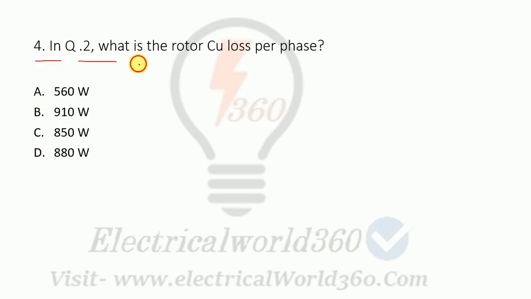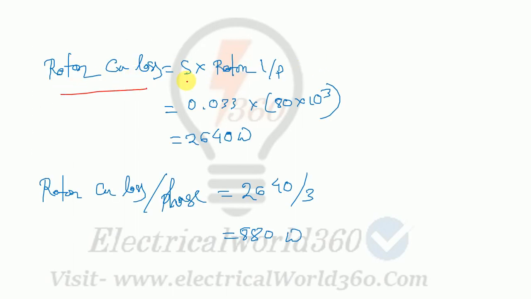In question number 2, what is the rotor copper loss per phase? So as you know, the rotor copper loss, this is also the important formula. The rotor copper loss is equal to the slip into the rotor input. The slip was 3.3%, so that's why we have written here 0.033, and this is the rotor input. So after solving this, we will get, as you know, the 80 kilowatt, and this is the 10 to the power 3. We have to multiply it to make it in watt. So the rotor copper loss will be 2640 watt.